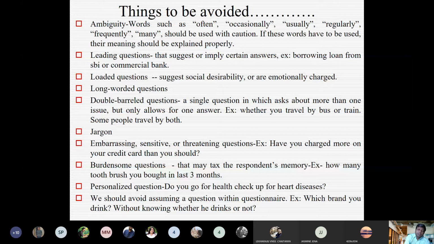Then a leading question suggests or implies a certain answer. Suppose borrowing a loan from SBI or a commercial bank. If I ask somebody, where are you borrowing the money? Then it could be fine. But if I ask somebody, are you borrowing the money from SBI bank or a commercial bank? He might be borrowing the money from both the banks. But prior to that also, I should have knowledge whether he borrows money or not.